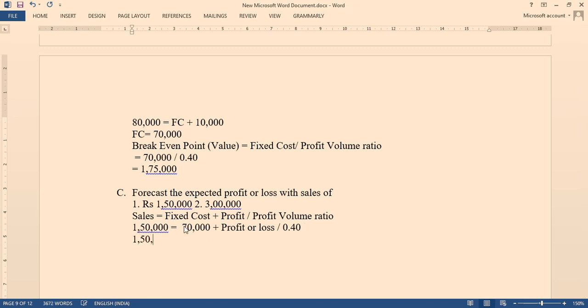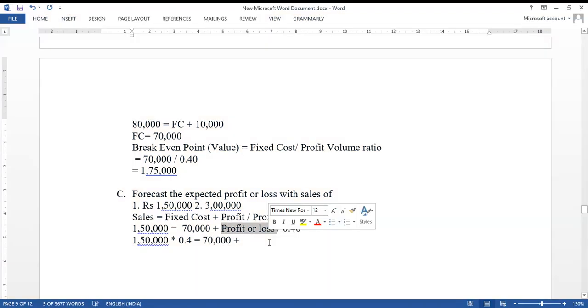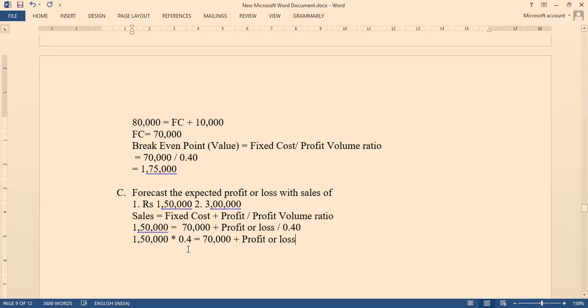Again the same calculations. 1 lakh 50,000 into 0.4 equals 70,000 plus profit or loss. If we calculate this, we get approximately a loss of 10,000. That means we get a negative value.